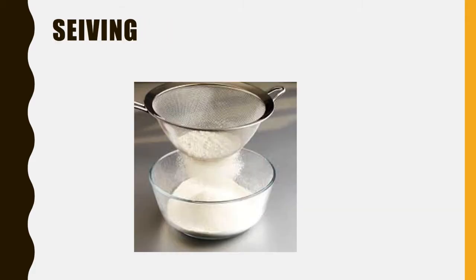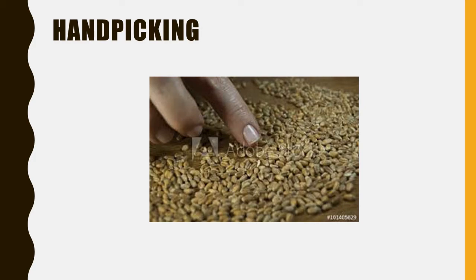Now, the sieving at your home, I think you have seen this process done by your mother, and you can also try this process of sieving at your home. The impure big particles can be separated from the wheat flour with the help of sieving. Now hand picking: in the pulses, if any kind of stones or any impure material is present there, simply by the process of hand picking you can separate that.